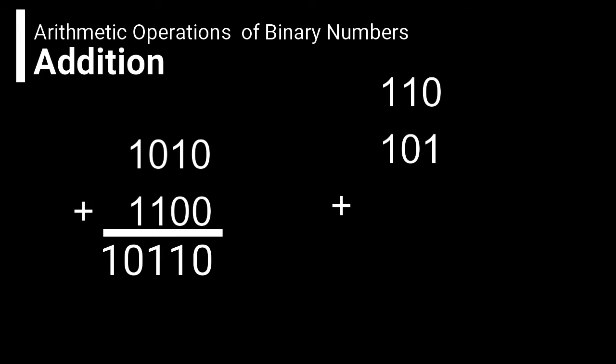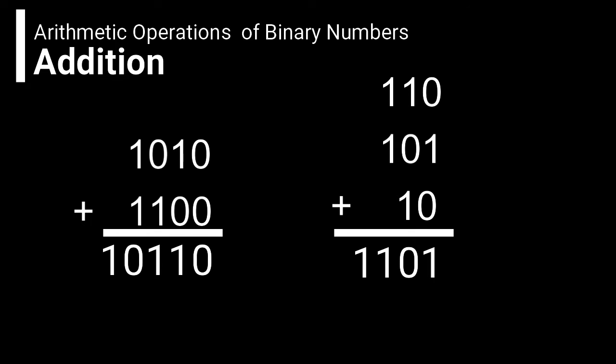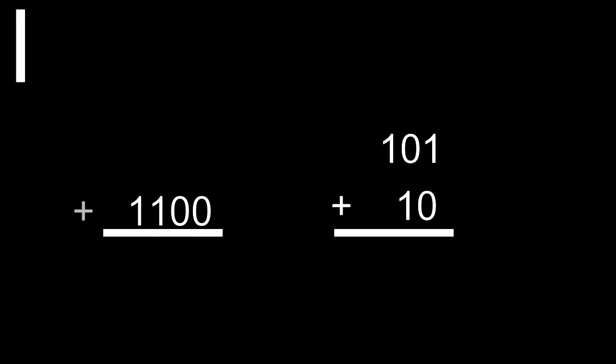We have also an example for 3 inputs. We have 110 plus 101 plus 10. First, 0 plus 1 plus 0 is equal to 1. 1 plus 0 plus 1 is 0 and carry 1. Then 1 plus 1 plus the carry, the sum will be 1 and we have the carry 1. The answer will be 1101. That's for binary addition.